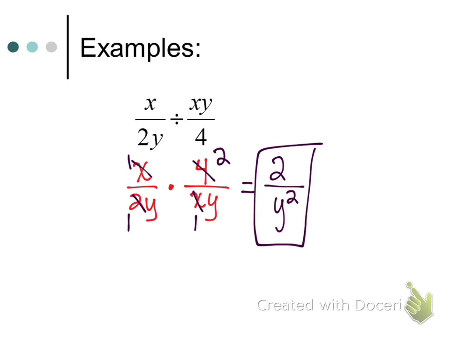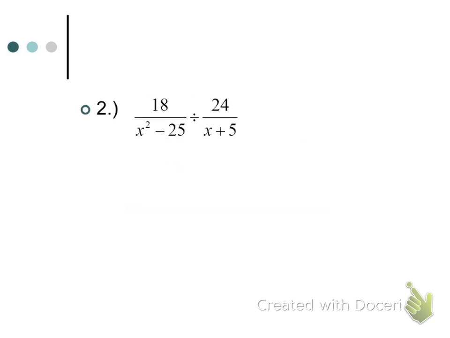We should always check at the very end. Is there anything else that'll reduce or cancel out? No, so that's how we know we're done. All right, number 2. We started off the same way. Our first step is going to be to rewrite the problem as a multiplication problem. So we're going to keep our first fraction the same.